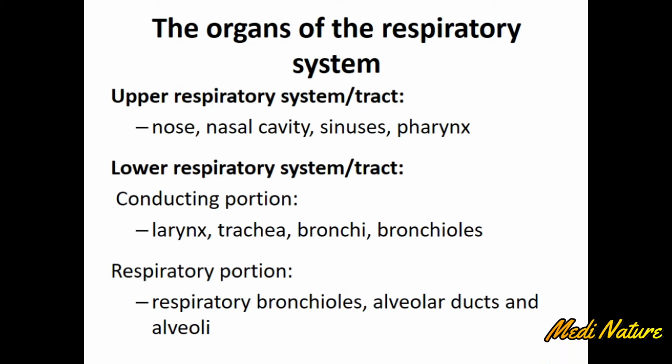The organs lower to the larynx are called the lower respiratory tract. The lower respiratory tract again divides into two main parts called the conducting portion and the respiratory portion. The parts of the lower respiratory tract which are involved in active oxygen exchange are called the respiratory portion. There they are involved in the exchange of air from lungs to blood. It includes respiratory bronchioles, alveolar ducts, and alveoli.